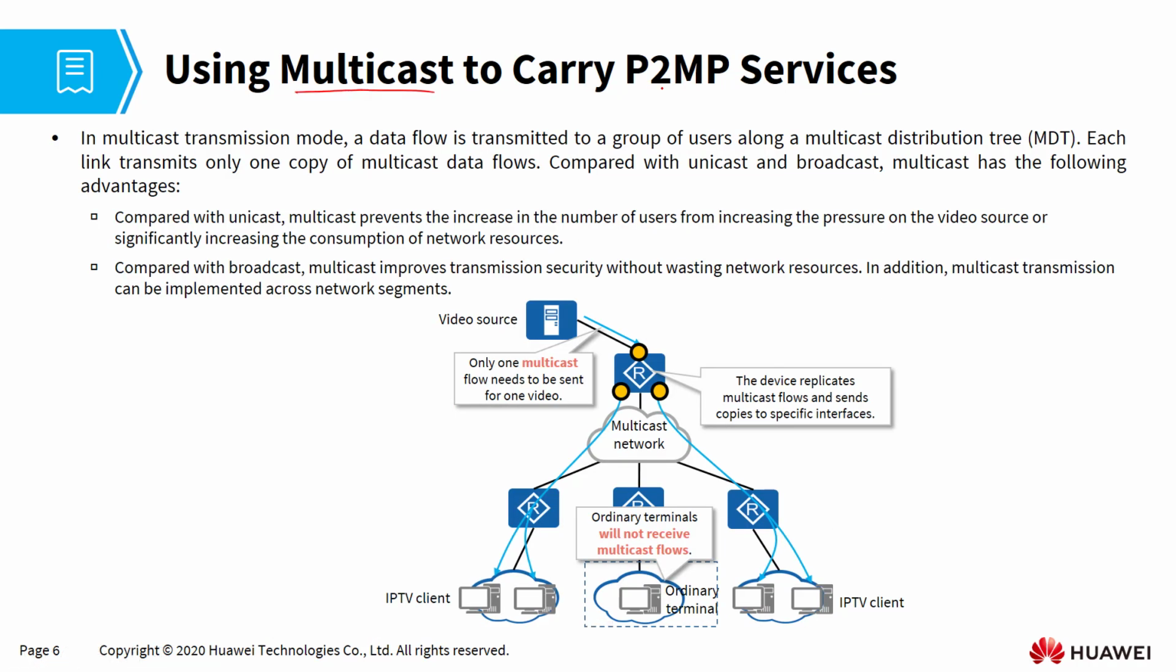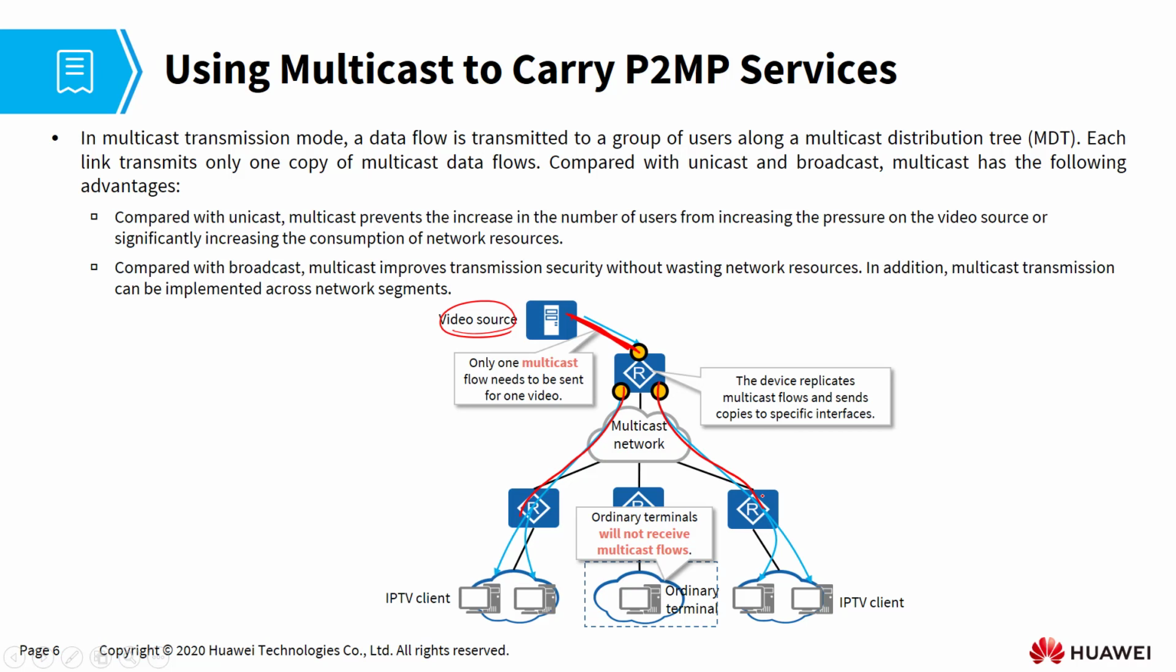If we decide to use multicast to carry point-to-multipoint services, a data flow is transmitted to a group of users along a multicast distribution tree, an MDT. Each link transmits only 1 copy of multicast data flows. So because the source is sending exactly the same traffic, it will send only 1 copy at this link. This copy will reach this point and it will get divided. A copy will be sent to that part and 1 copy will be sent to it. So every link will carry just 1 copy at a time.